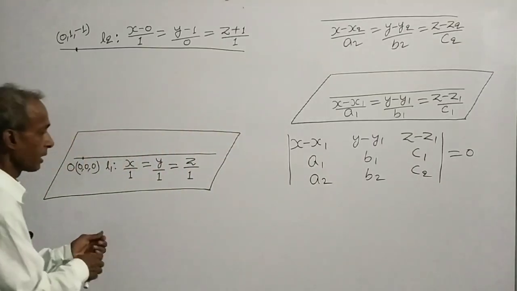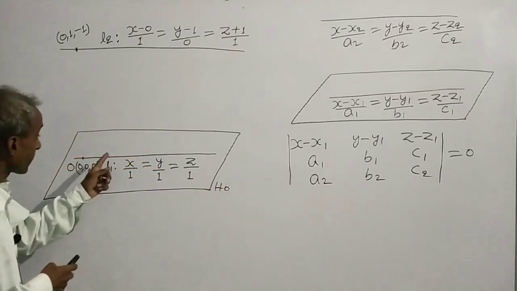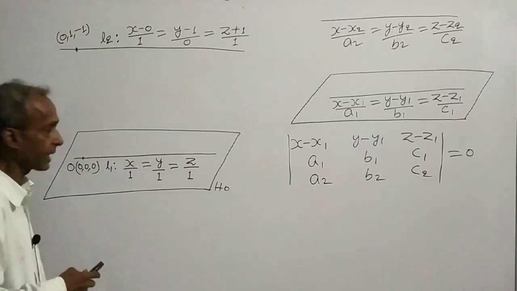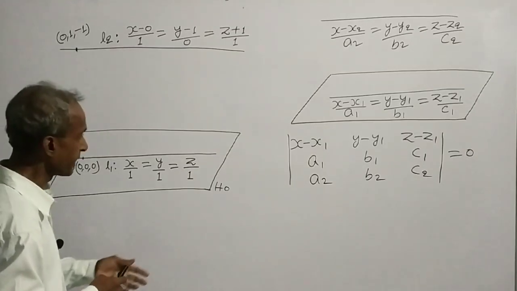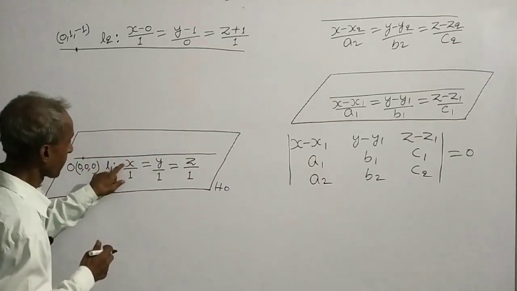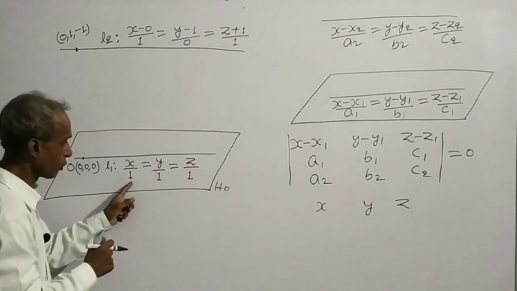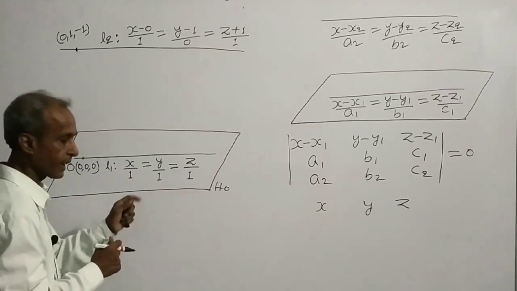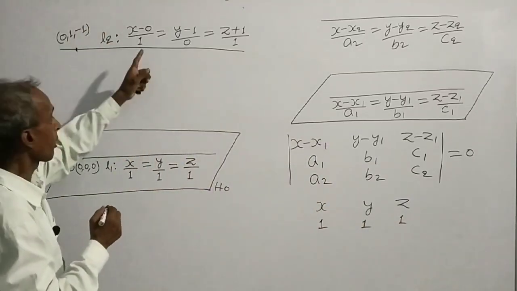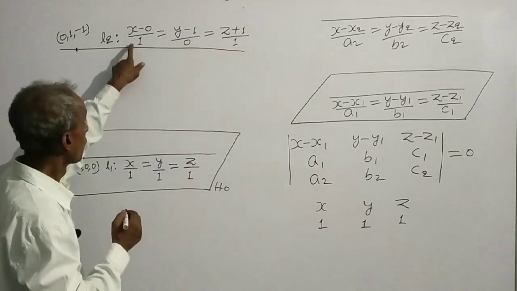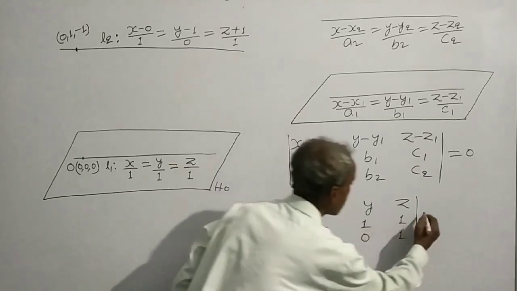Therefore, equation of a plane H0, this is plane H0 that contain this straight line and parallel to this line, can be written as numerator x, y, z in the first row, denominator of these three ratio in the second row 1, 1, 1, denominator of these three ratio in the third row 1, 0, 1. Determinant is equal to 0.